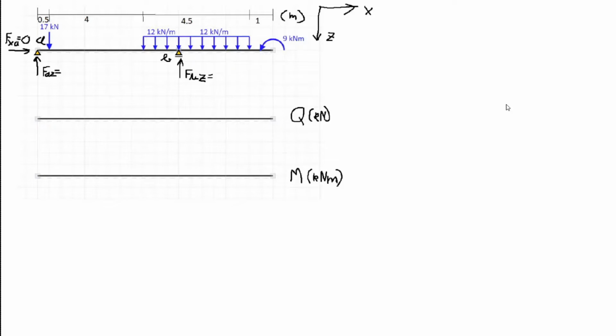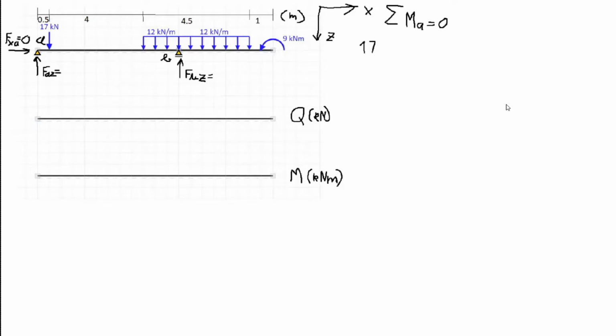So to find Fbz, we will use the sum of moments at point A, and we know this has to be equal to 0 because otherwise the structure will be unstable. Now for the equation, we don't have to count in the reaction forces at point A because they have no moment arm. For the force Fxa, it will be 0 times 0, which is 0, and for the reaction force Faz times 0 is 0.